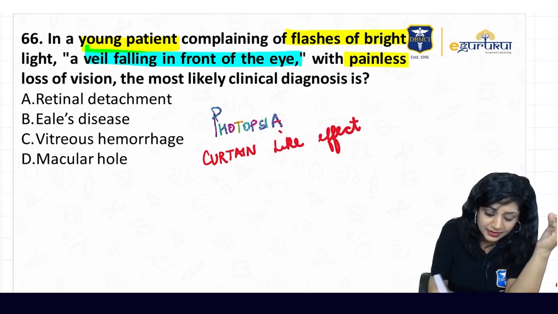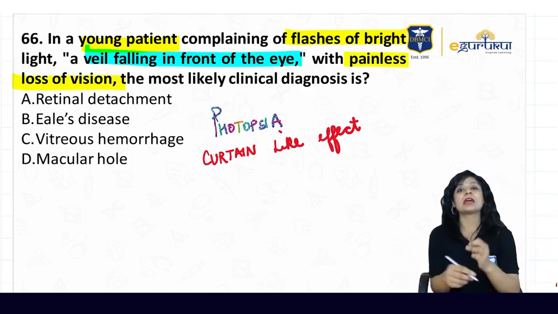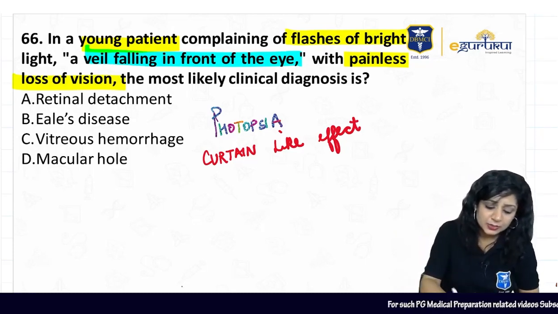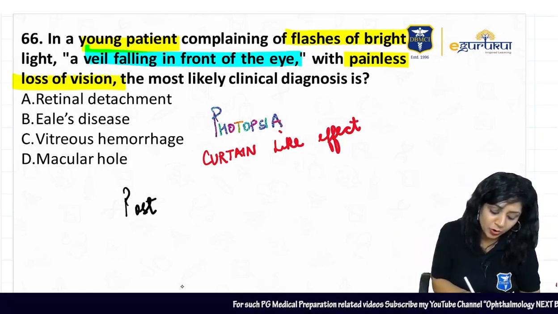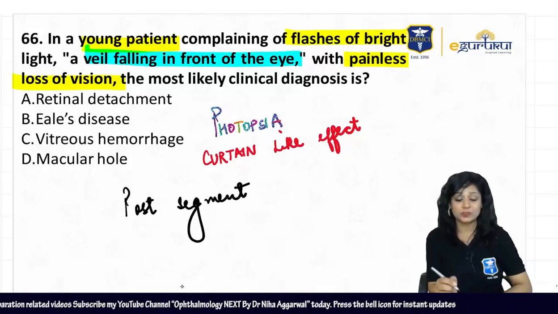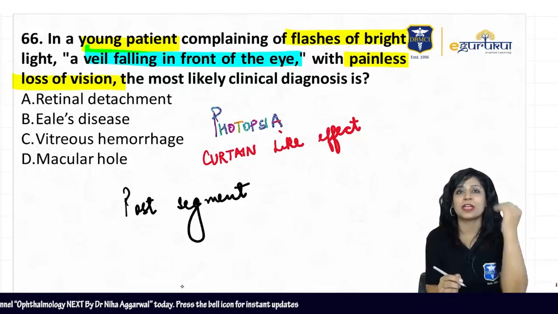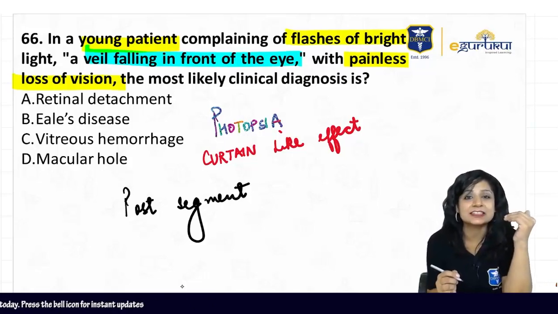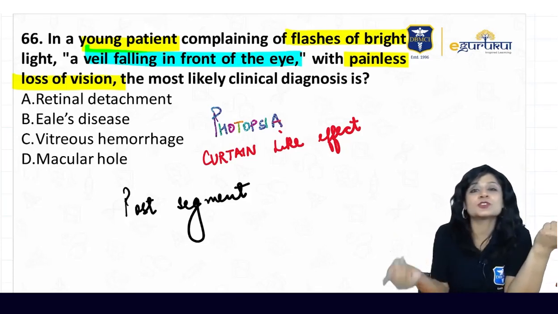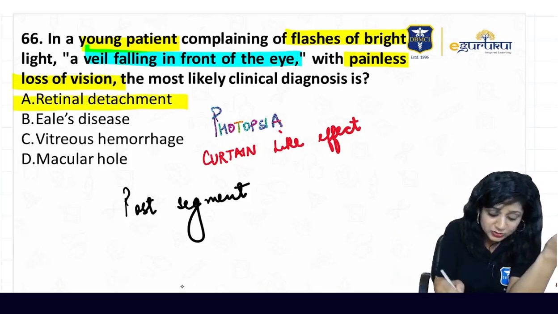And the third is painless loss of vision. If you remember, I always say sudden painless loss of vision means posterior segment. So can you think of some pathology in the posterior segment with sudden painless loss of vision, flashes of light in front of the eye, with the curtain-like effect? This is actually retinal detachment. Without seeing the options also, I can say that this is a retinal detachment.